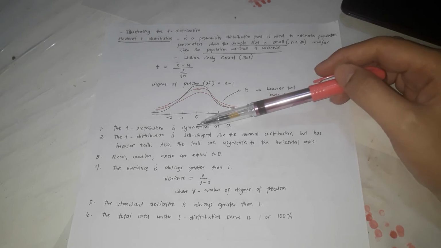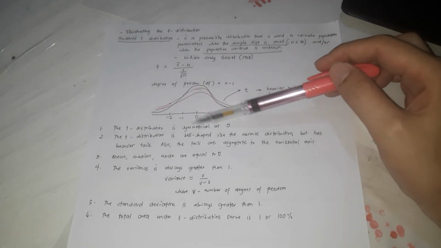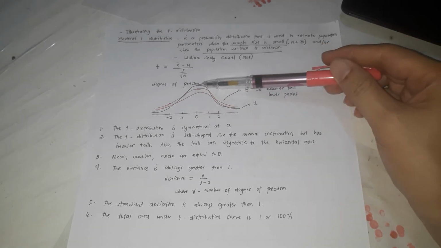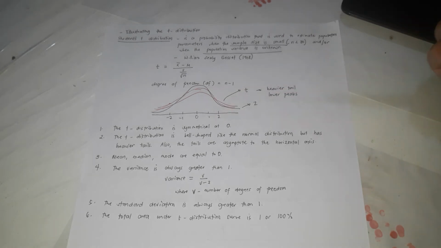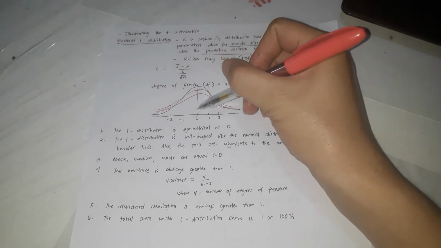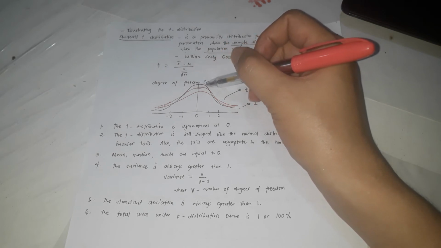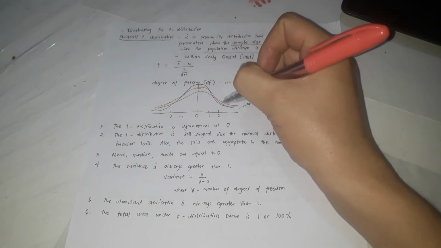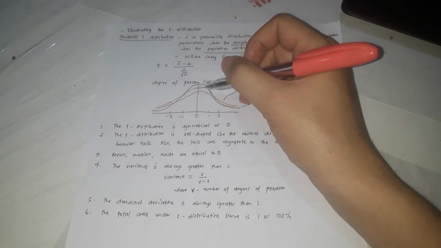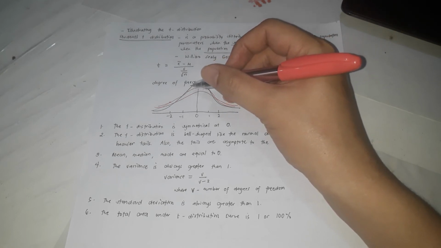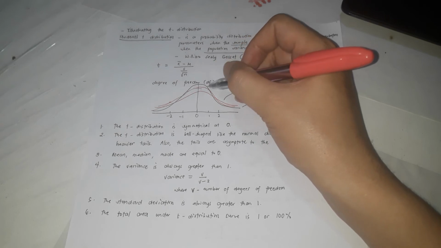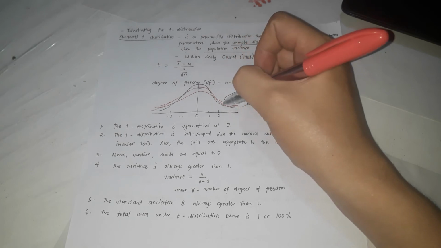So, these are the properties. The first one, the T distribution is symmetrical at 0. So, if this is 0, if there is a line here at 0, it is symmetrical. Ibig sabihin, magkaparehong mukha nitong nasa kabilang dulo. So, this one has the same structure with the left side, or the right side. The right side has the same structure with the left side. So, parang mirror image nito ang nandito sa kabila.